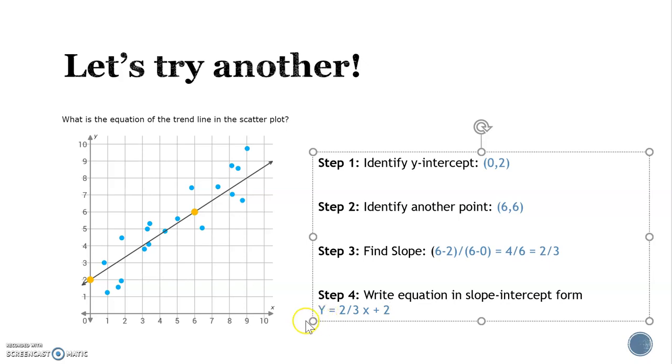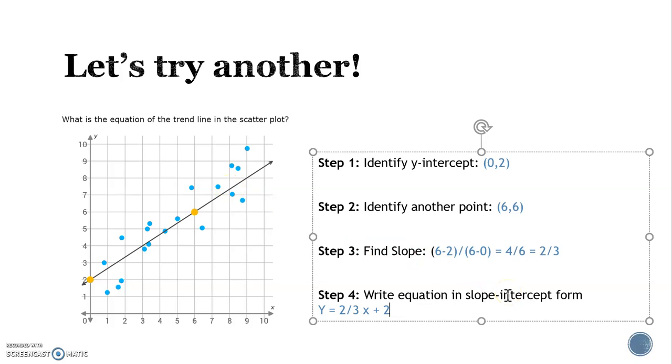If I asked you to estimate what the y value would be when x is 8, all you would have to do is plug 8 in. So you would have 2/3 times 8, and that would give you 5 1/3, and you would add 2 to that, and that would give you about 7 1/3. That is exactly what that line would estimate.